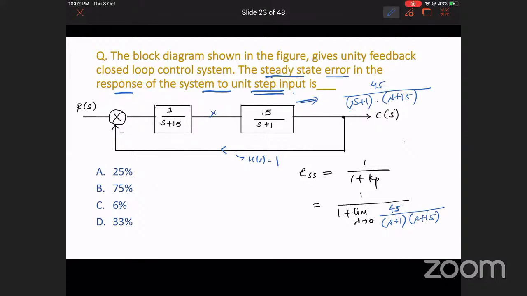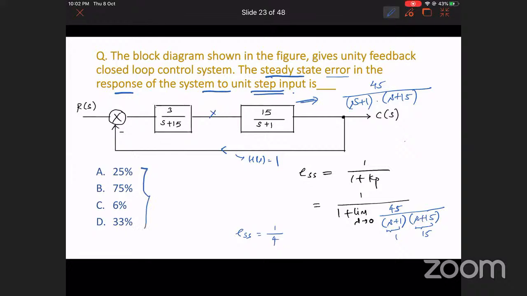When you substitute s equal to 0, what do you get here? 1. And here, 15. 15 into 1 is 15. 45 by 15 is 3. 3 plus 1 is 4. ESS has become 1 by 4.